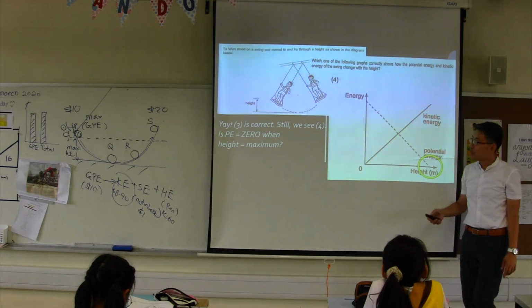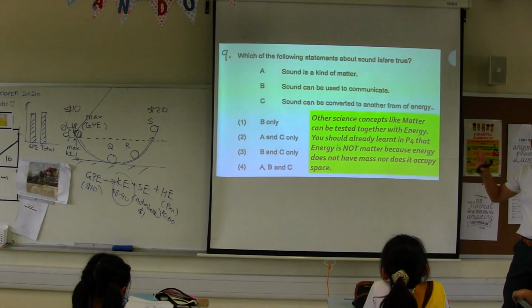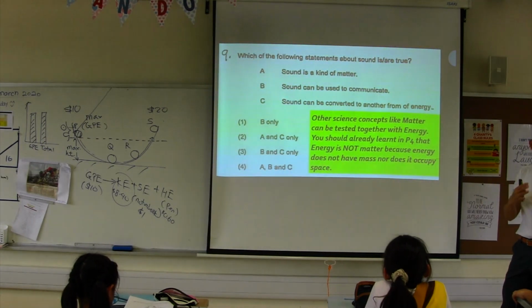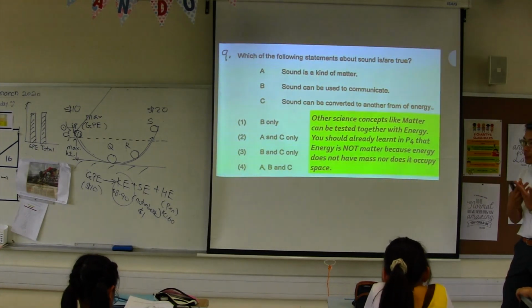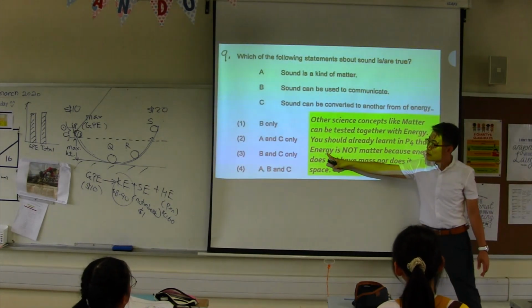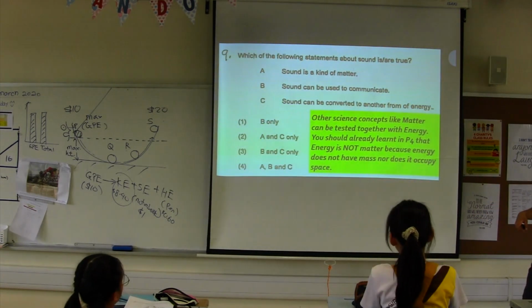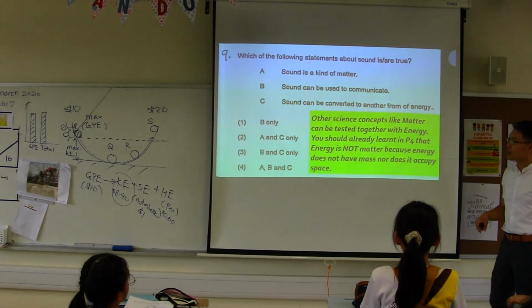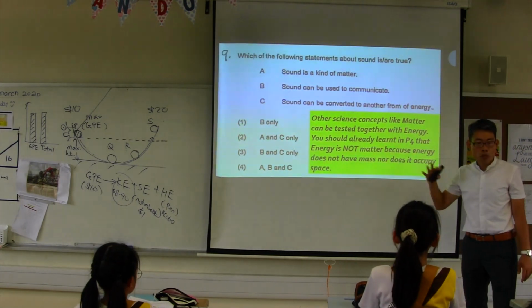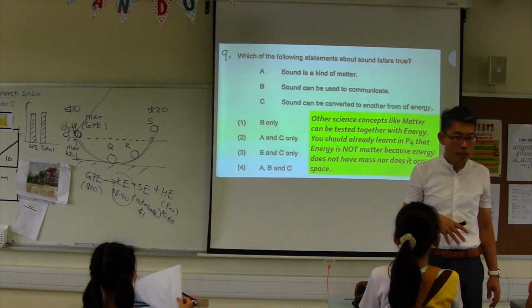Okay? Now I'm not going to go through this last one with you. I'll just show you this part. Question 9 is simply a combination of matter and energy. You can combine two different topics together. Because with this part here, energy is not matter, because energy does not have mass or take up space. You need to do this. So go back and do the rest of the questions today. We discuss more tomorrow. Okay?